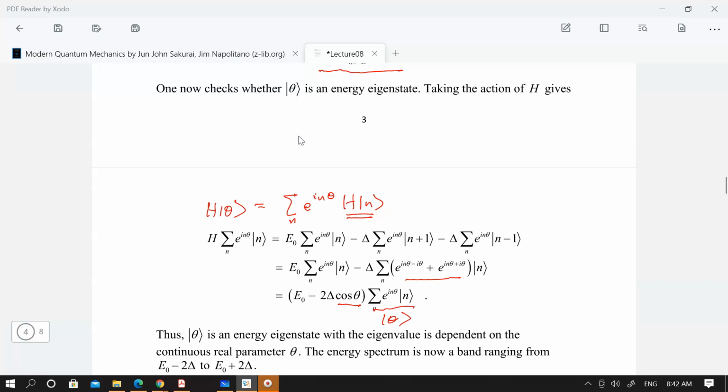Okay, so in other words, what do we have? H acting on theta, this superposition, gives you this eigenvalue times theta itself. So in other words, theta is actually an eigenstate of your Hamiltonian. Okay, the only difference from before is that there is now a slightly different contribution coming in here.